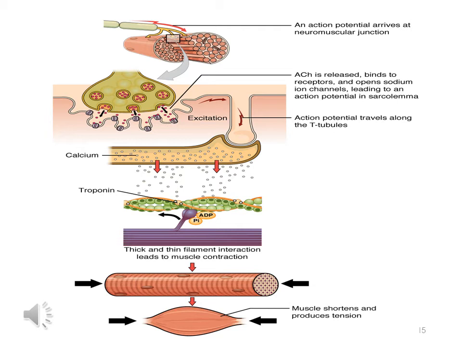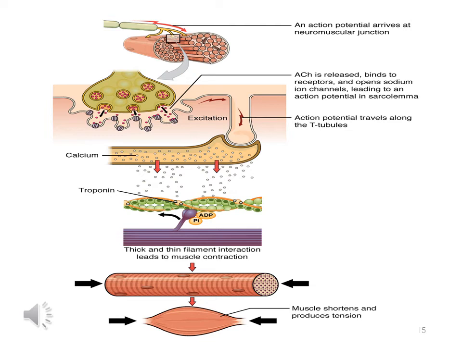When this action potential travels down into the muscle, how does it do that? It does this along the T-tubules. So the T-tubules carry that action potential deep into the muscle through the muscle fibers. When this happens, it causes the sarcoplasmic reticulum, which is storing calcium ions, to release those calcium ions. This is crucial, okay? This is a crucial step.